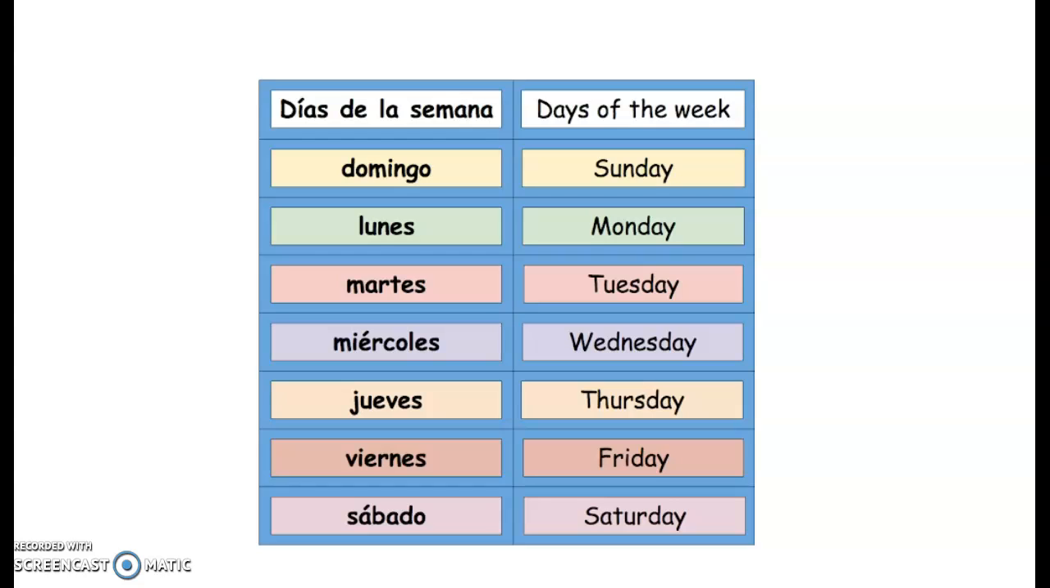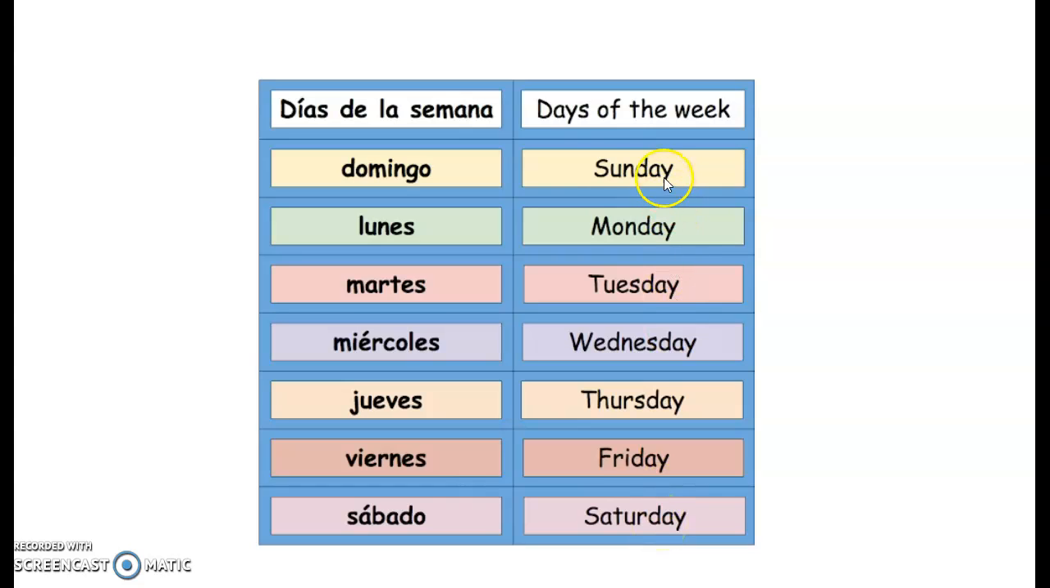Today we're going to learn about the days of the week in Spanish and English. So, a week starts on Sunday. Sunday is the first day of the week. A week has 7 days. Let's count to see if that's true. 1, 2, 3, 4, 5, 6, 7. There are 7 days in one week.